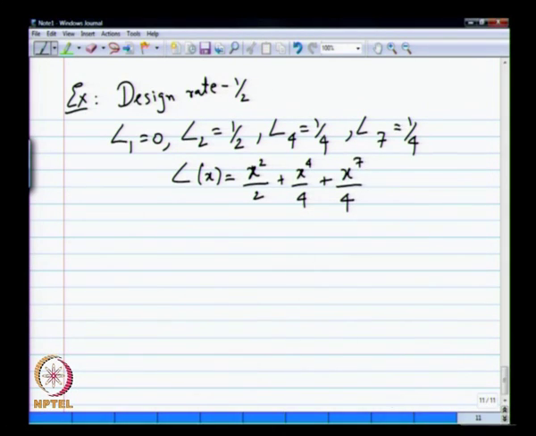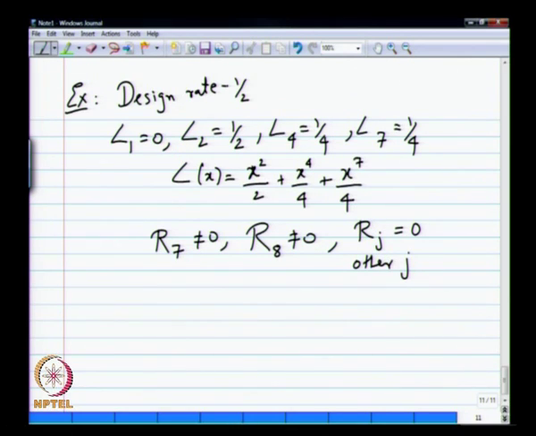Okay, so this is my L of x, and for the right distribution I am going to say R7 and R8 are not 0. Every other Rj is 0 for other j, and the design rate is half. Okay. Given all this information, let us see if you can spend the next 100 seconds to find out what R7 and R8 have to be.